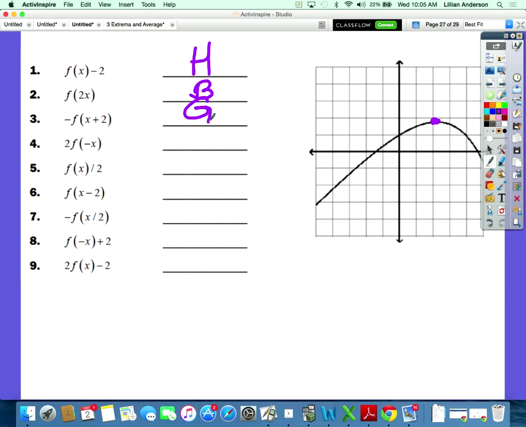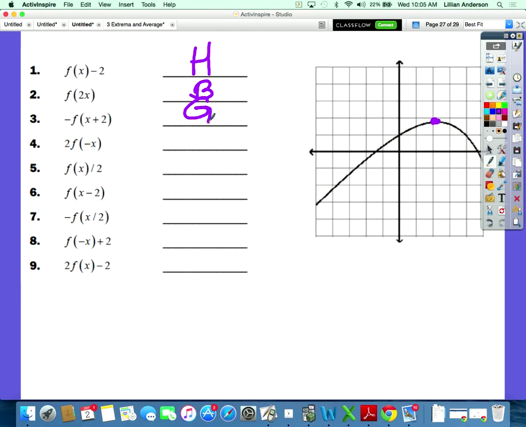4, I got 2f of negative x. So I've got to do what to this problem? Stretch it by a factor of 2. So stretch it vertically by a factor of 2, and then what? Flip it over the y. And then flip it over the y.